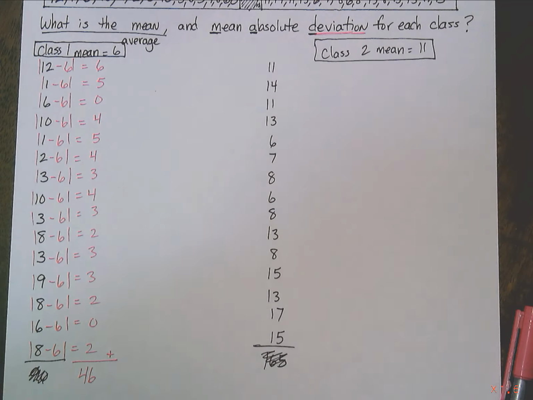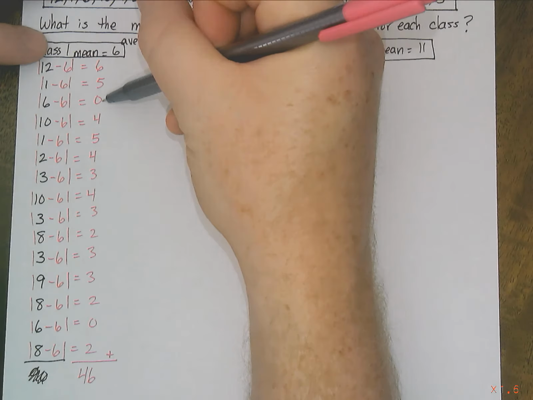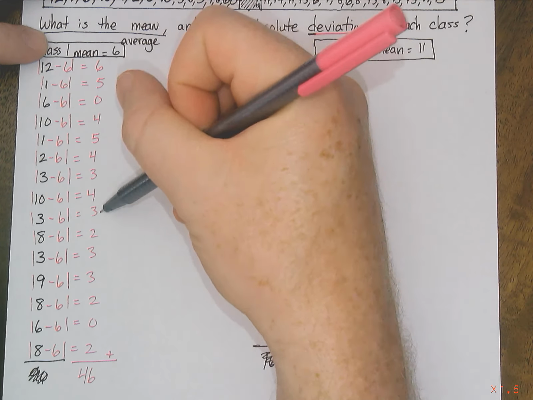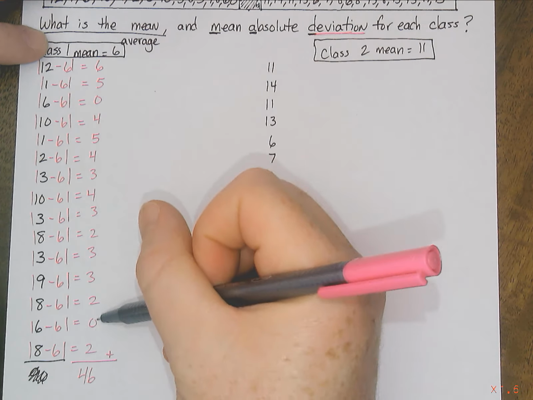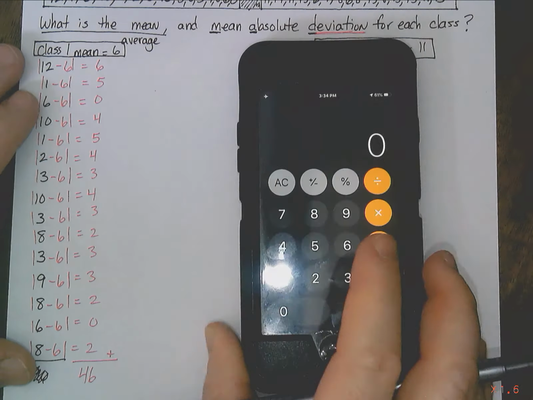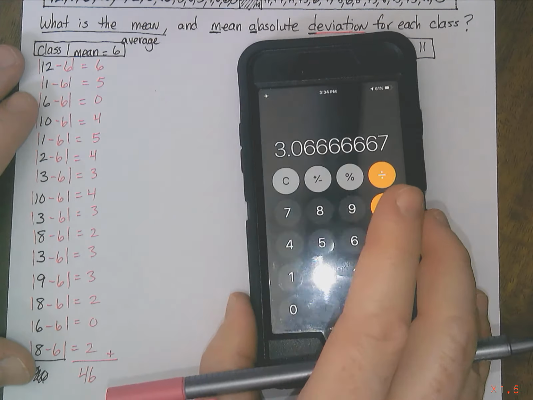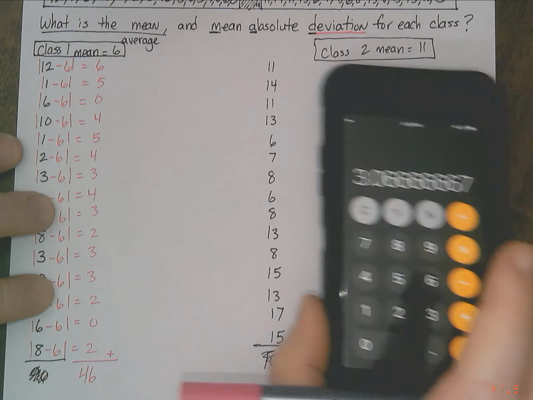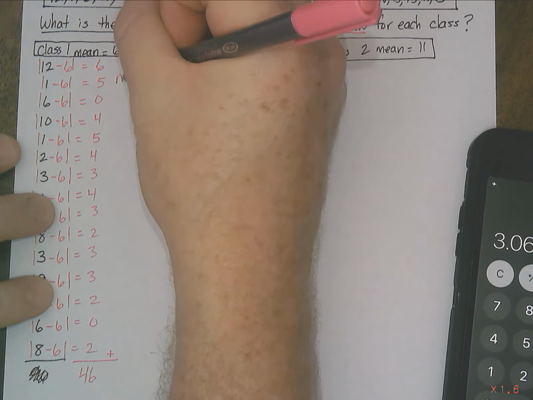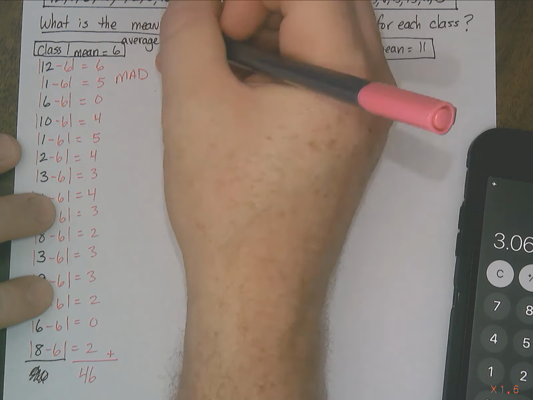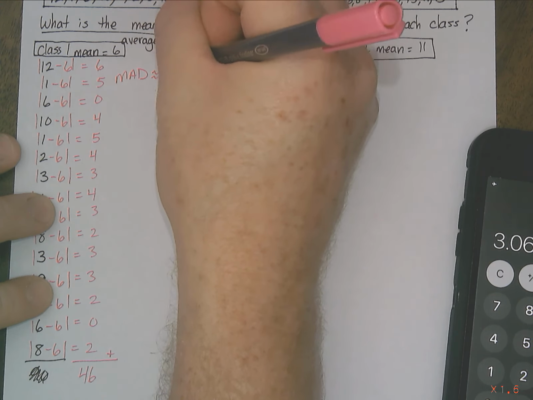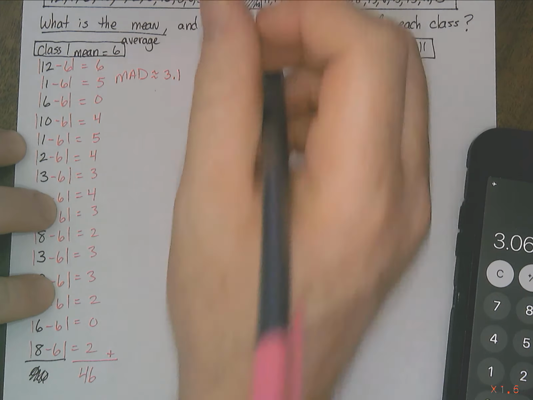Now, I completely forgot how many students I had in that example, so I'm going to have to count again. So here we go. 1, 2, 3, 4, 5, 6, 7, 8, 9, 10, 11, 12, 13, 14, 15. So 46 divided by 15 equals, okay, yeah, it's close to about 3.1. So we're going to say the mean deviation on this one is around 3.1. Okay, roughly.